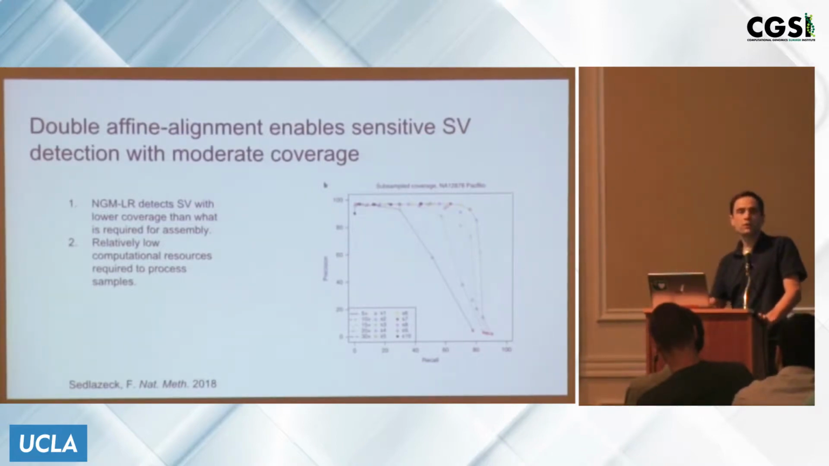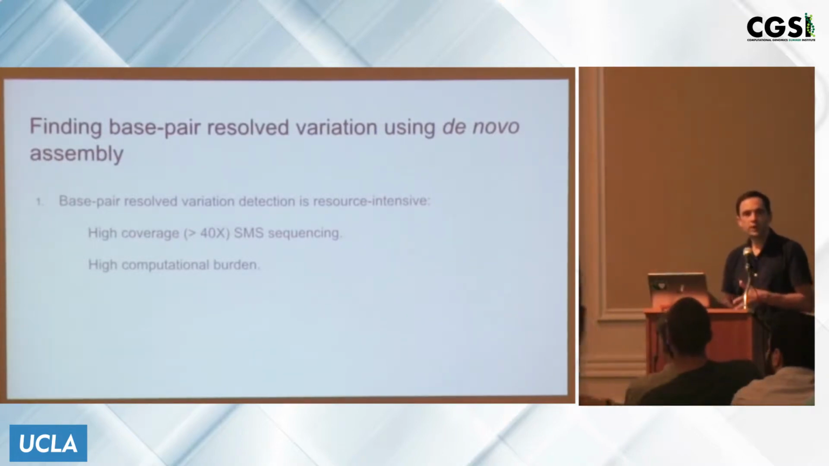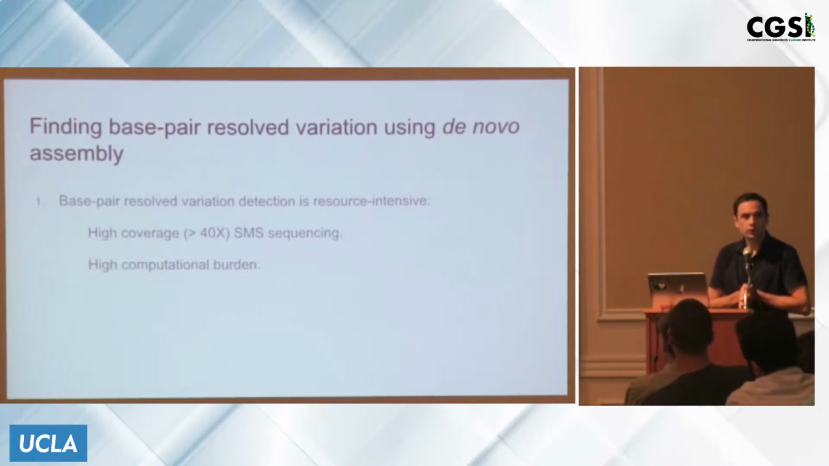Unfortunately, it only gives you the set of sequences, at least for the time being, that confirm a variant. It doesn't give you a very high accuracy consensus sequence. So to do that, it helps to find variation using de novo assembly. Unfortunately, for the time being, this also requires fairly onerous input requirements: high coverage, about 40-fold single molecule sequencing, and it has a pretty high computational burden.